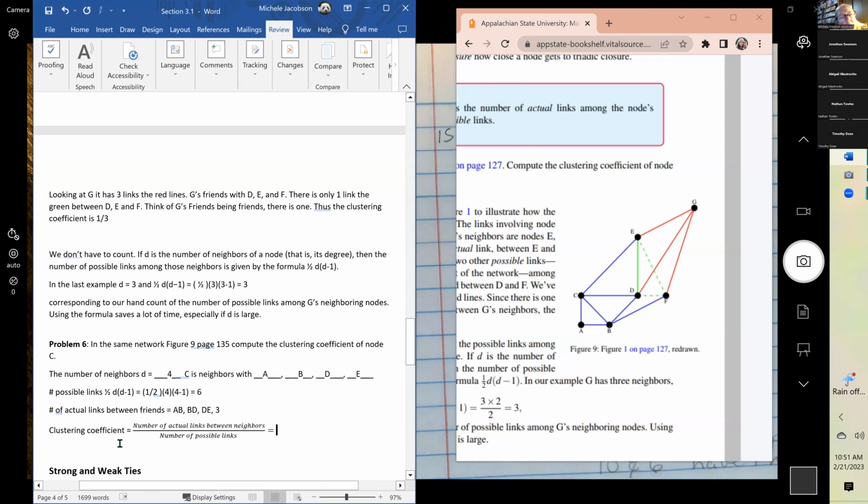The clustering coefficient is the number of actual links between neighbors, which is 3, divided by the possible, which is 6. 3 divided by 6 is 1/2. Any questions on that?